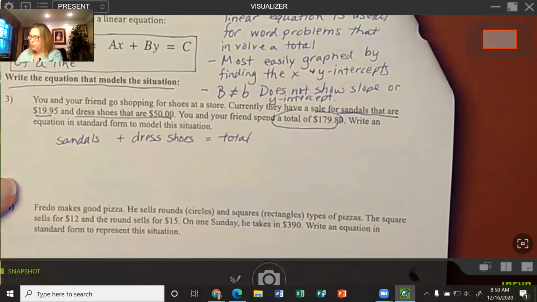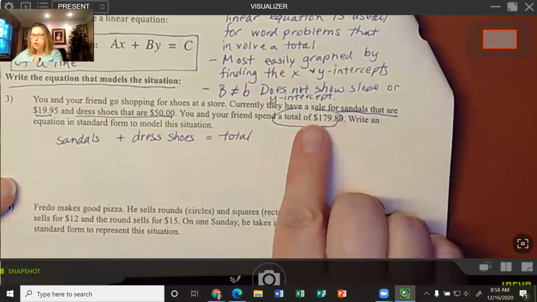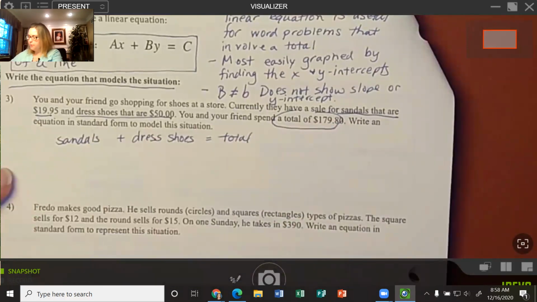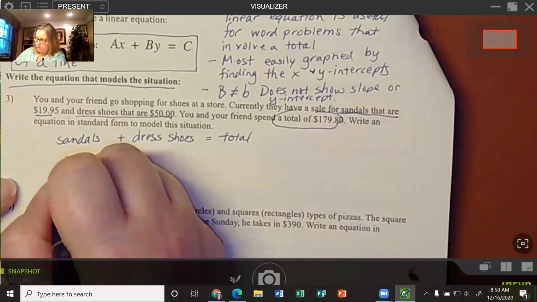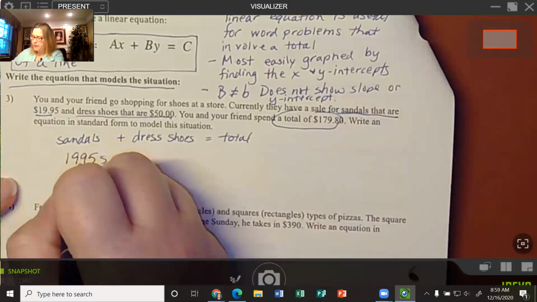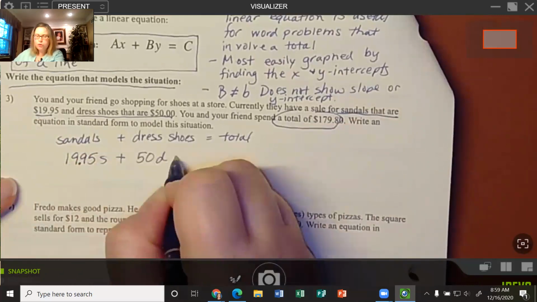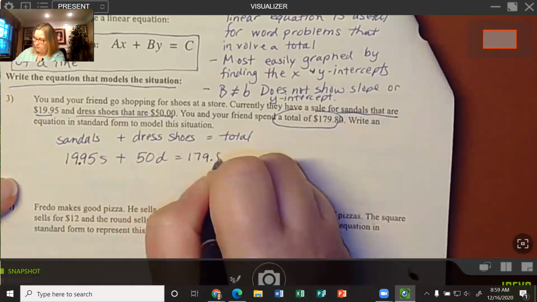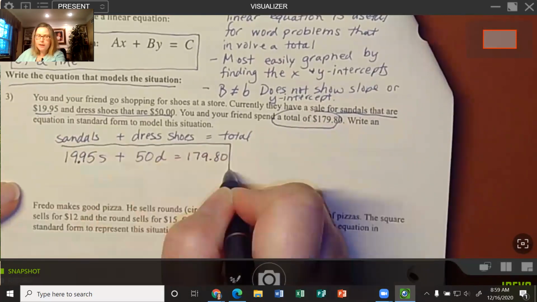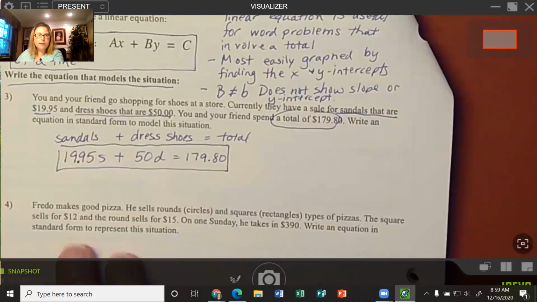For consistency's sake, when we're working on these problems, the first thing that is mentioned when they're adding them, let's use that as the first variable. So 19.95 S plus 50 D is equal to 179.80. And we don't put the dollar sign in the equation itself when we're giving a verbal answer. Once we solve it, then we would. Right now, we're just concentrating on how we would write this as a linear equation.